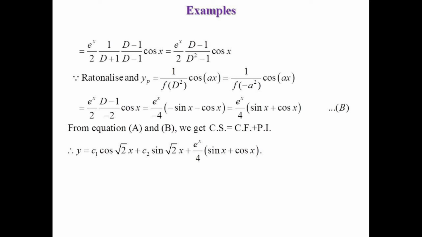So in equation A, we get the value of the complementary function, and in equation B, we get the value of the particular integral. If we take the sum of these two values, then we get the complete solution as y is equal to c1 cos of root 2x plus c2 sin of root 2x plus the value of the particular integral, which is e raised to x upon 4 in bracket sin x plus cos x.